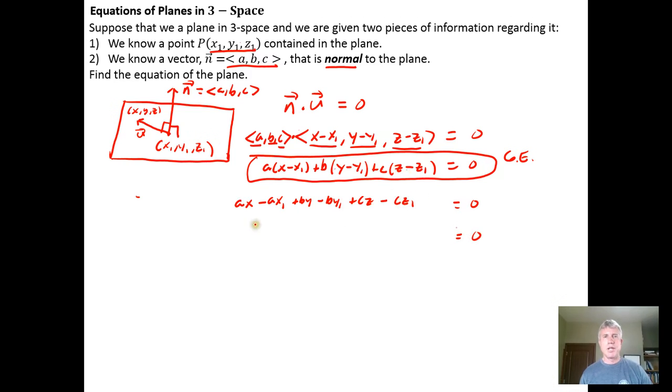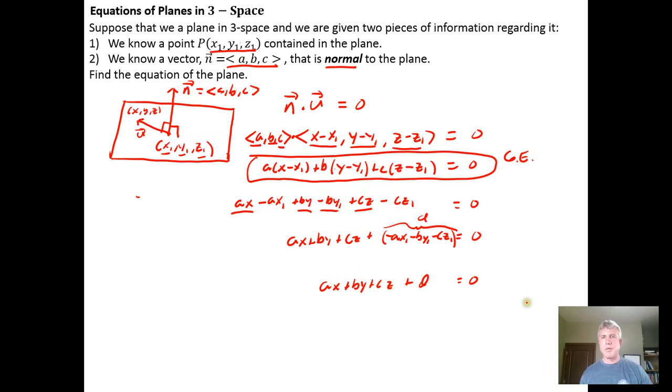And then we could just group things. Do ax plus by plus cz plus the other stuff. And the other stuff is just going to be a number because x sub 1, y sub 1, z sub 1 correspond to a point we know, and a, b, c corresponds to a normal vector. So if we group these, minus a x sub 1 minus b y sub 1 minus c z sub 1, this is just a number and we can call it d. And if we do that, then we get ax plus by plus cz plus d equals 0.